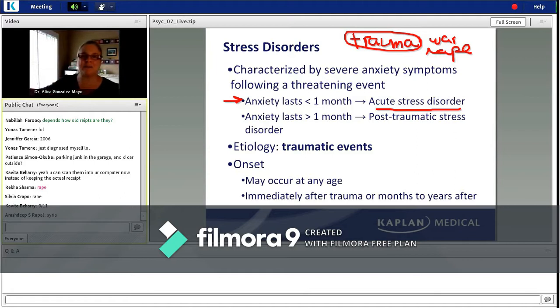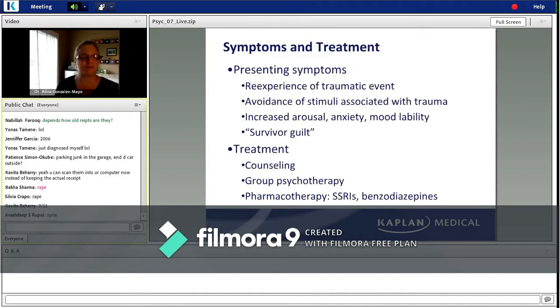PTSD can occur at any time, and the symptoms usually last more than 1 month. For you to be diagnosed with PTSD or ASD, I want you to focus on one of the key symptoms, which is re-experiencing of the symptoms. So you're going to have nightmares, flashbacks, something called phobic avoidance, sleep problems, mood problems, and an increased startle reflex, so you scare very easily. You're going to be hypervigilant, so you're constantly looking around the room to make sure that you're safe. You're going to feel guilty about surviving.